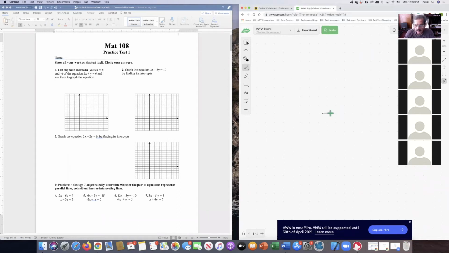To find the x-intercept, you need to set y to 0. To find the y-intercept, you need to set x to 0. So I'm going to set x to 0 in the equation 2x minus 5y equal to 10. So the equation becomes negative 5y equal to 10. Dividing by negative 5, I get y equal to negative 2.